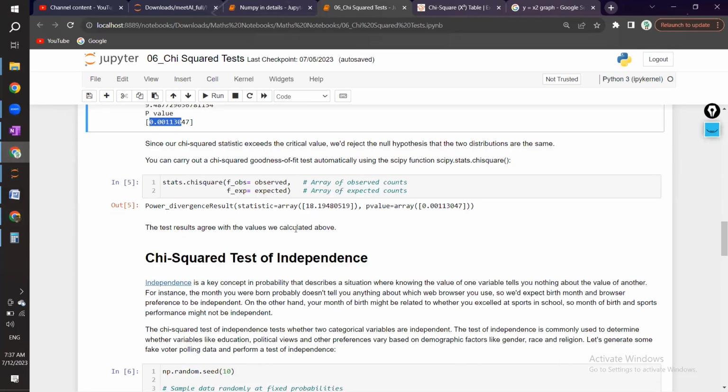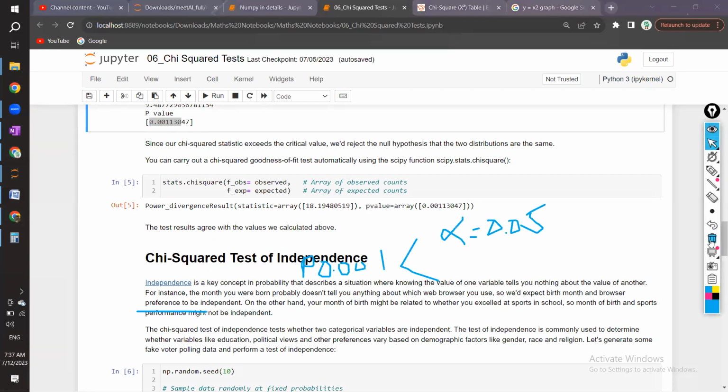Is it clear, guys? Yeah, Santosh. Right. So same thing.